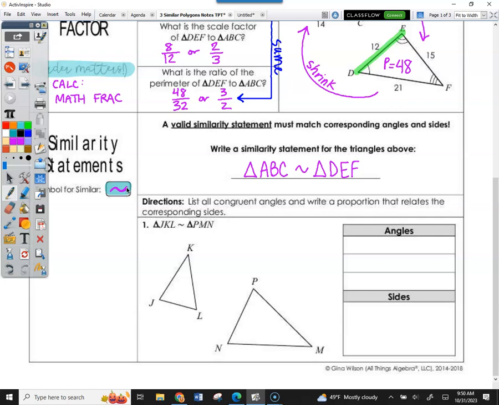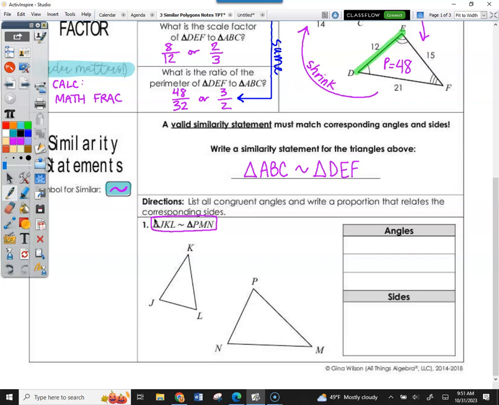Okay, now let's practice being able to read a similarity statement. So right here we have two triangles. And notice right here they're telling you, hey, triangle JKL is similar to triangle PMN. I want you to tell me what three angle pairs must be congruent, and then tell me the sides that are proportional.